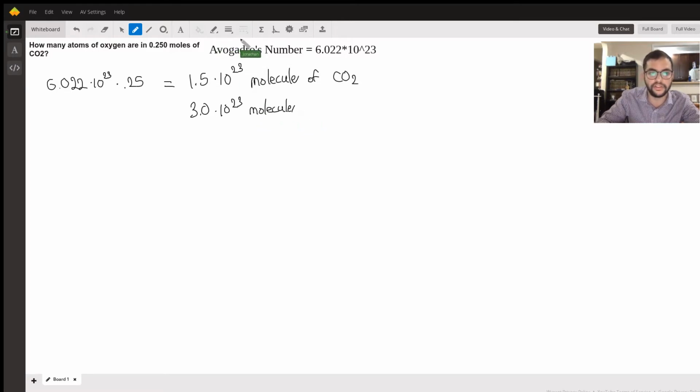Now we're just saying individual oxygen. So that's the number of oxygen atoms. And that's our answer.